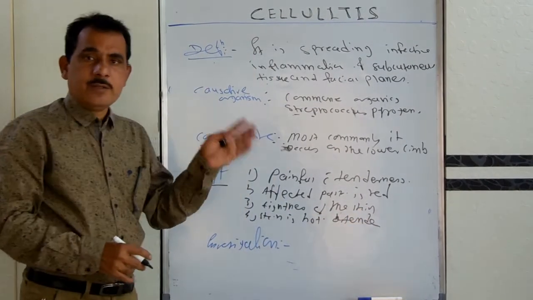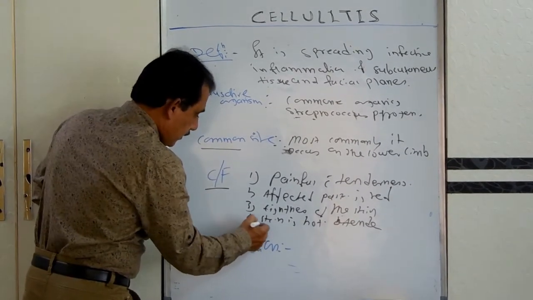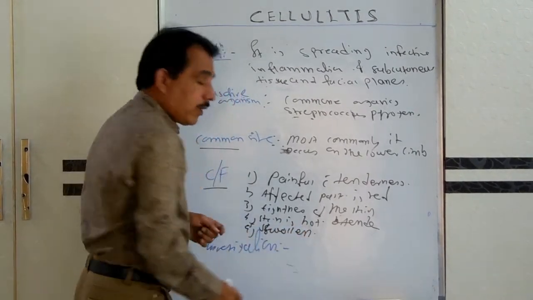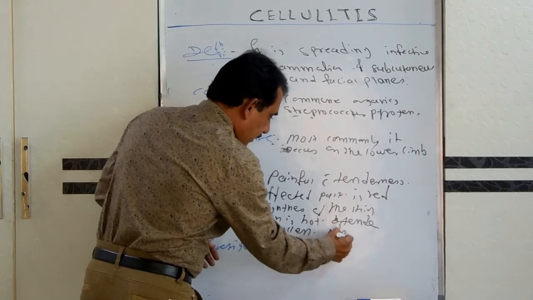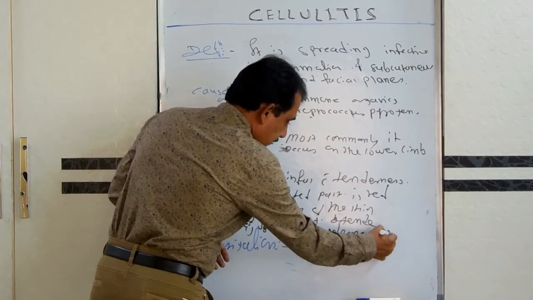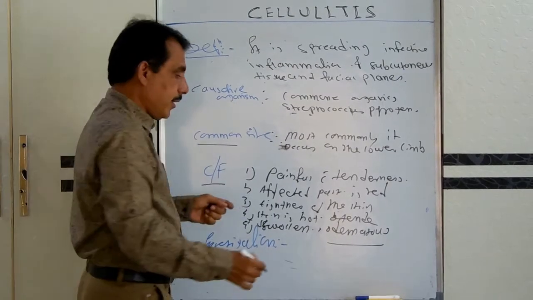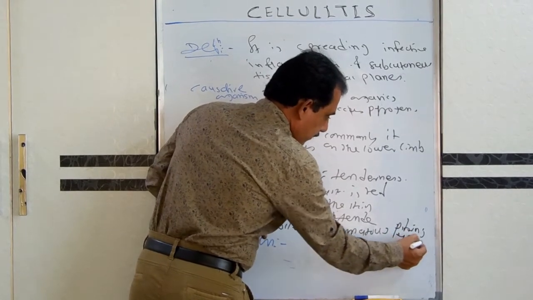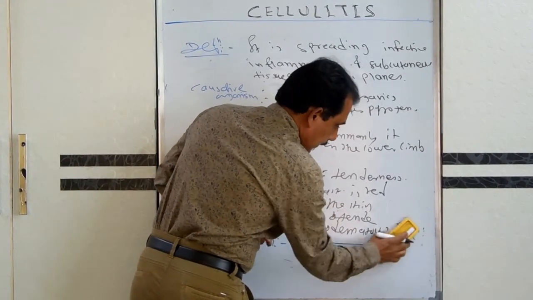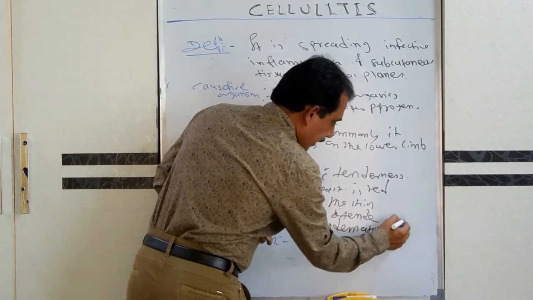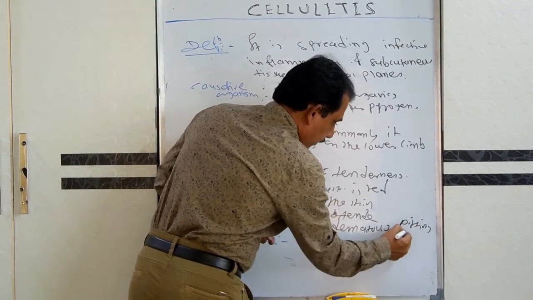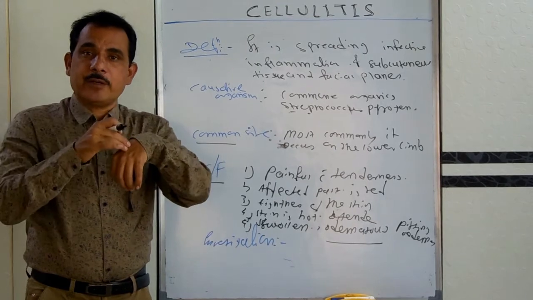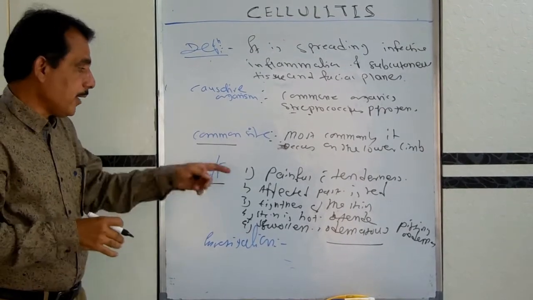because there is induration. Then swelling. The affected part is swollen, often edematous, and there is a pitting type of edema. Pitting edema means edema where there will be a pit or depression or dimple formed after pressing over it. It's a pitting edema.